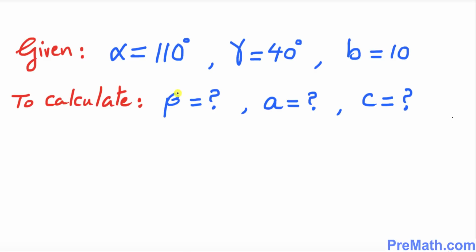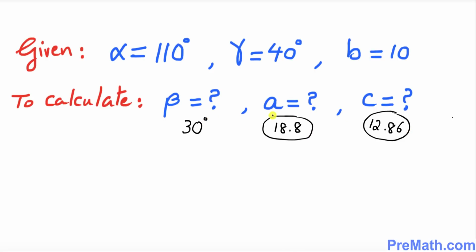Thus we have figured out our unknown values. Angle beta turns out to be 30 degrees. Side A is approximately equal to 18.8 units, and side C is 12.86. All three missing values, the sides and the angle, have been calculated.